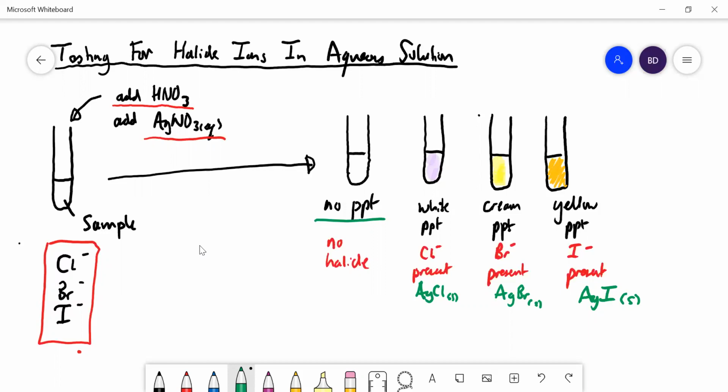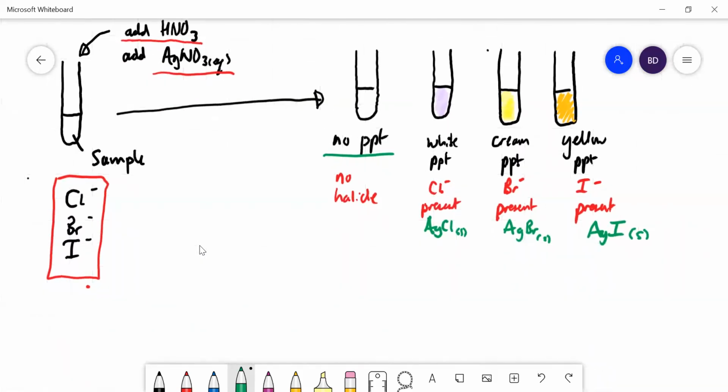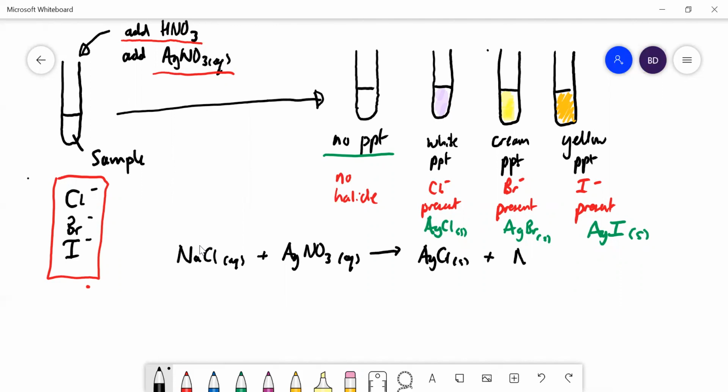Let's just have a look at what happens in a precipitation reaction. It's something that usually can cause a bit of confusion. Right, so let's think, say if I had a sample of sodium chloride, an aqueous solution. Well, what I would add to that, I'd add silver nitrate, which is a soluble silver compound. That's a colorless solution. And if the chloride is there, you get AgCl solid forming, and what's left in solution would be sodium nitrate.